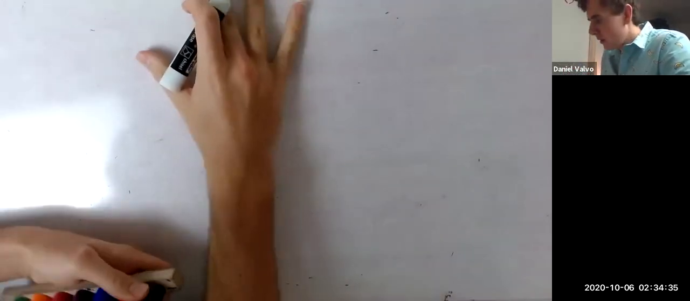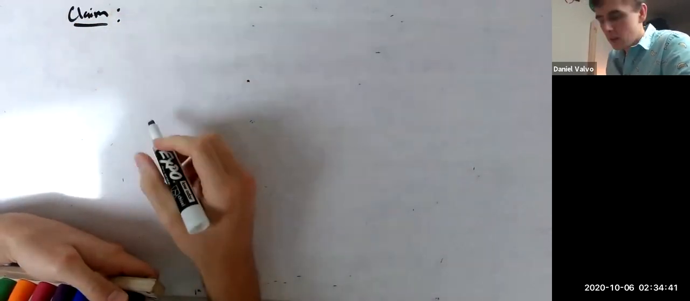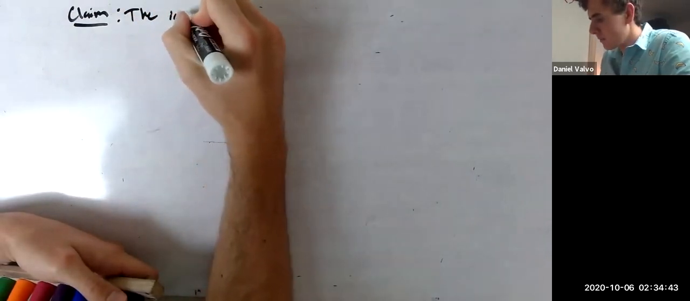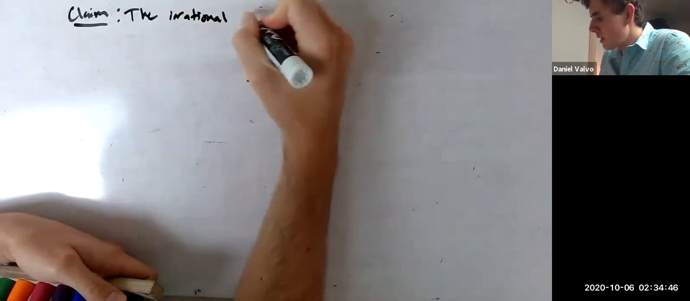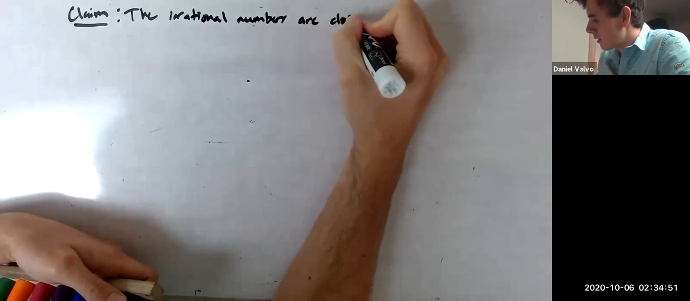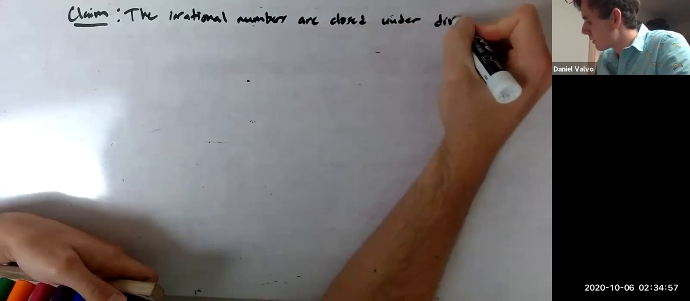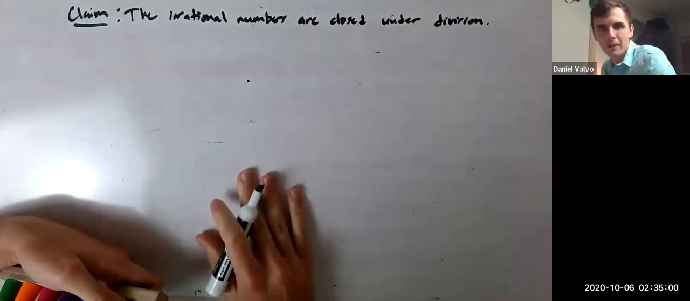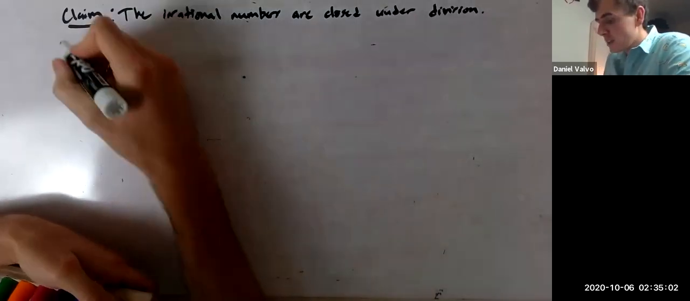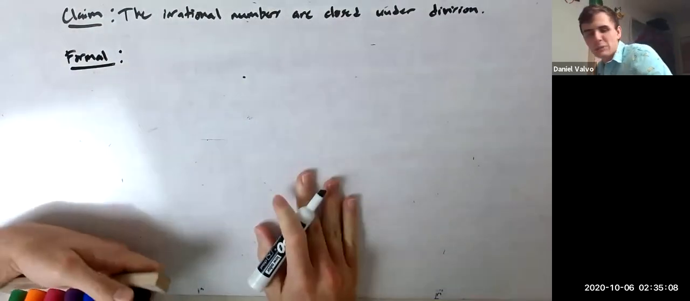Okay, anyway. So, let's look at the following claim. The claim is the irrational numbers are closed under division. Okay, so the first thing we do is we always write it formally, right?